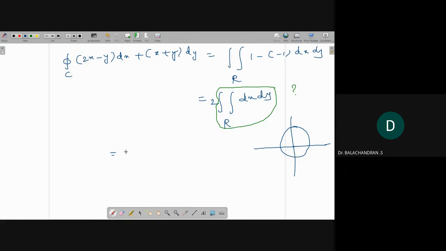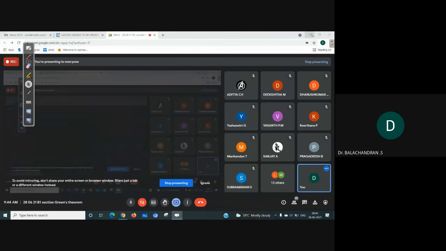So this is equal to 2 into, so double integration dx dy means area of the particular region. So here the region is the circle. So area of the region R is equal to 2 into pi a square. Area of the circle is pi a square. So we got the answer.